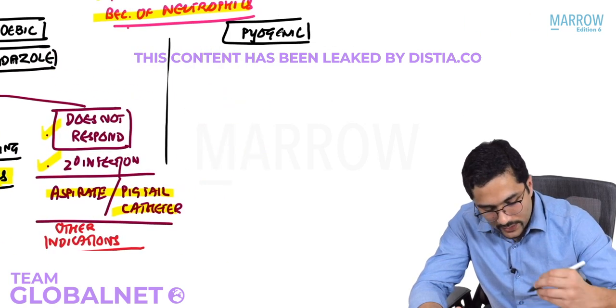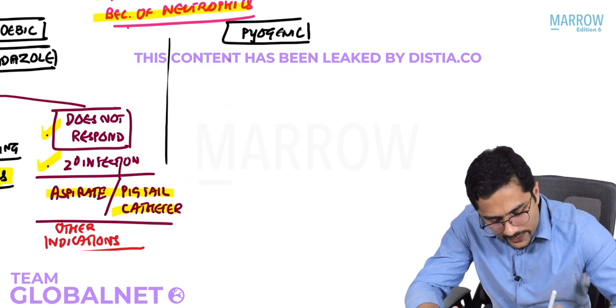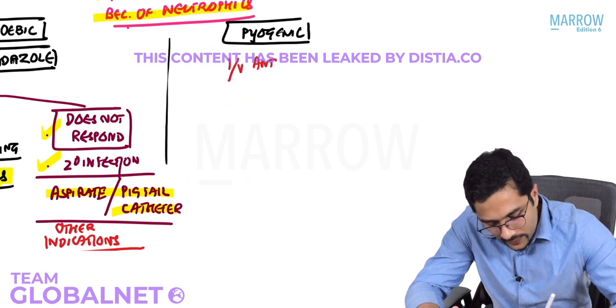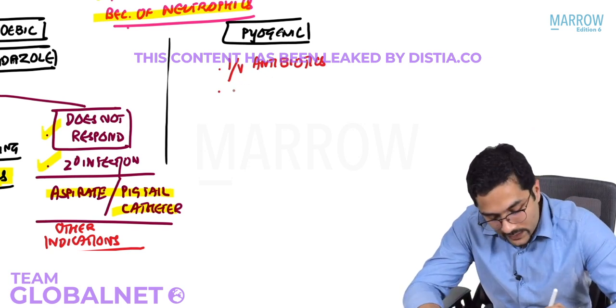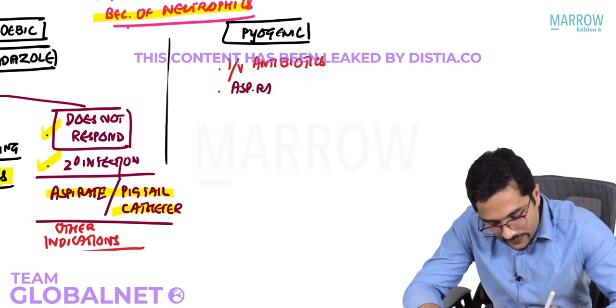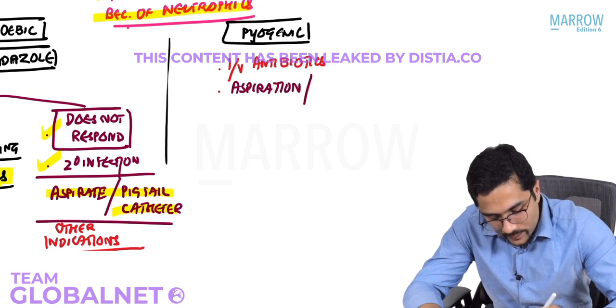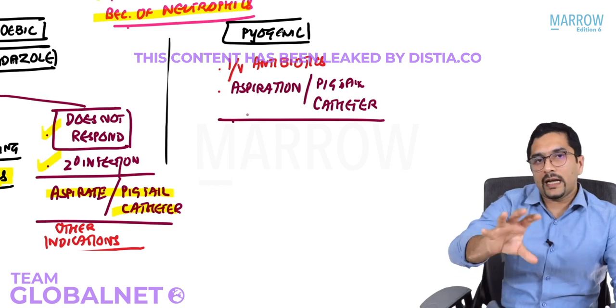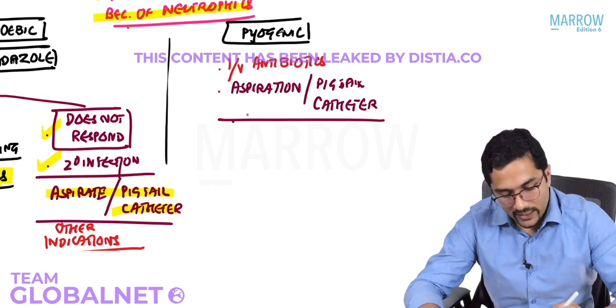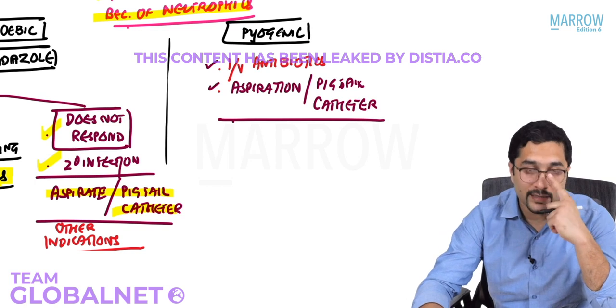Pyogenic liver abscess, on the other hand, we need to give these patients IV antibiotics, and we need to have a low threshold for aspiration. So aspiration and pigtail catheter. In any patient who's not responding, you will have a very low threshold to put this. That is the treatment then, IV antibiotics and aspiration or pigtail catheter.